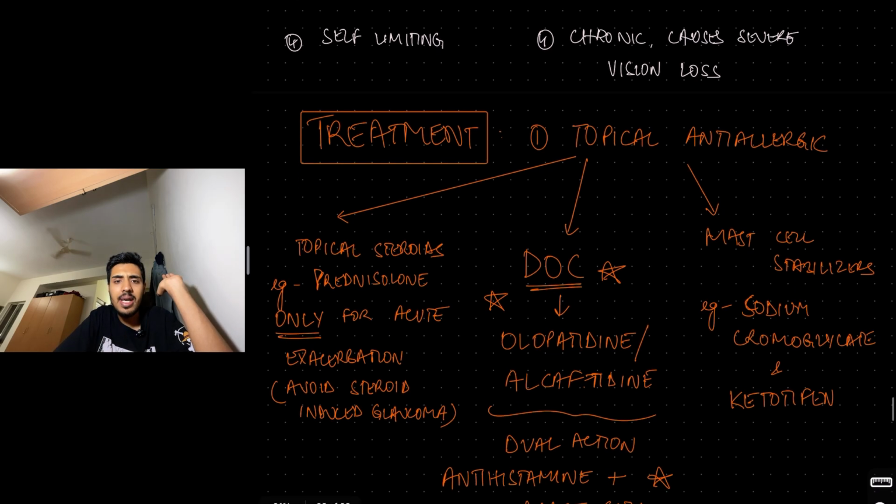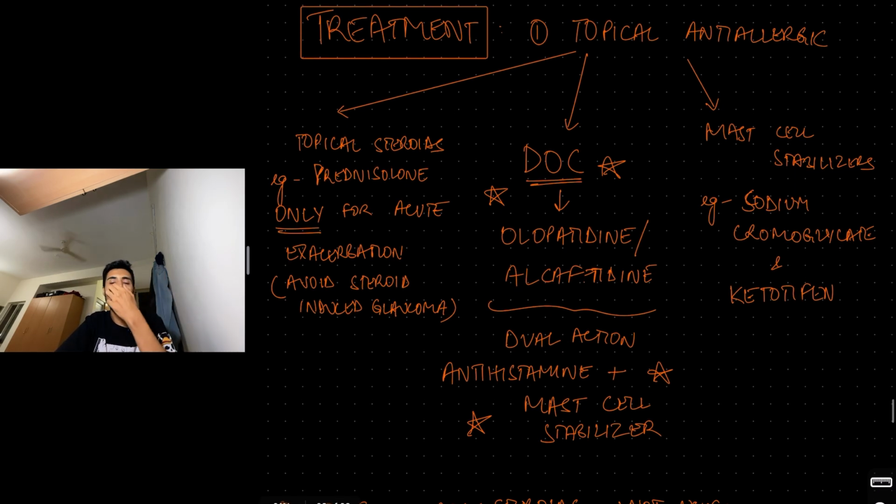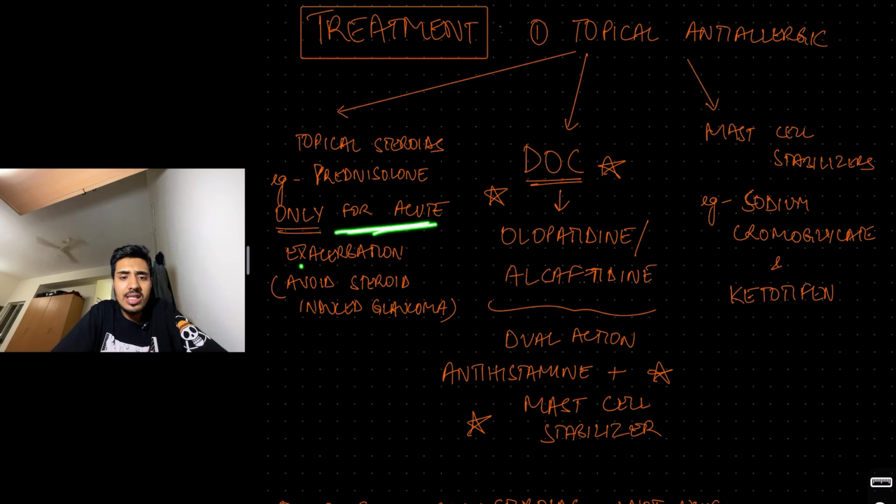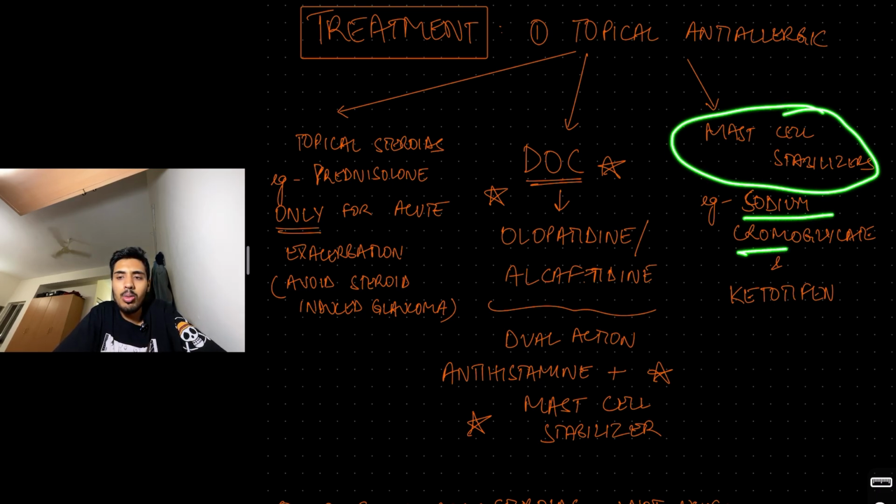Next, coming to the treatment of vernal keratoconjunctivitis. The treatment is topical antiallergics. In topical antiallergics, you have three things. You have topical steroids like prednisolone, but these topical steroids, though anti-allergic, should be used only for acute exacerbation. You should not use them on a regular basis because then it will lead to steroid-induced glaucoma. Very, very important. You can also give topical mast cell stabilizers like sodium chromoglycate and ketotifen.